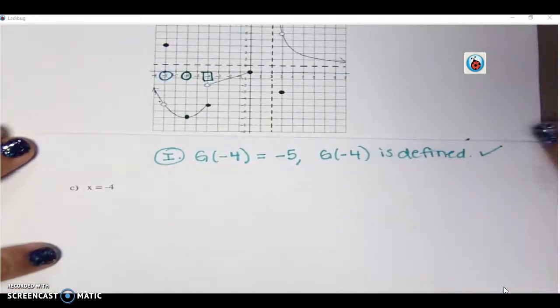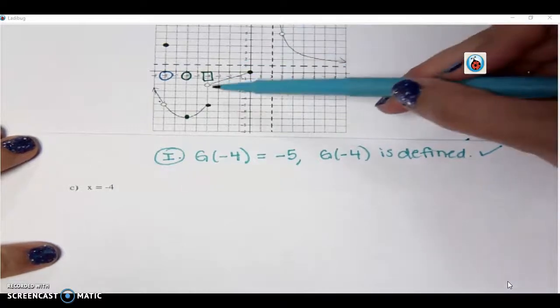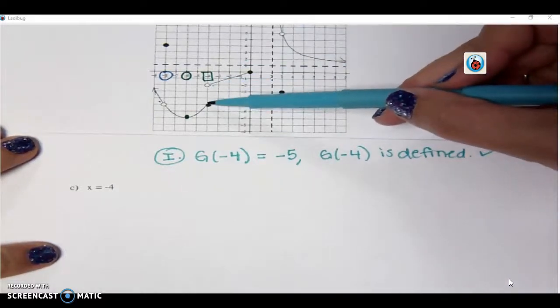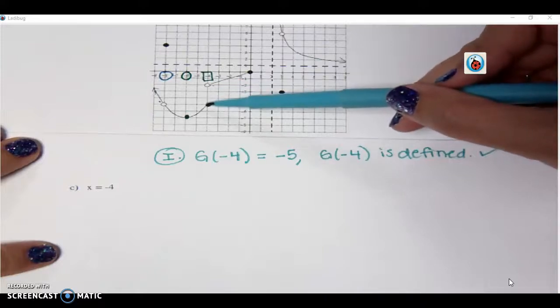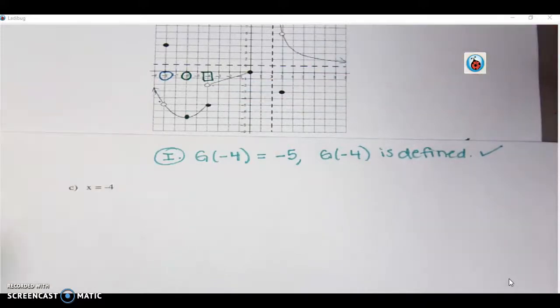So I'm going to stop for a second. When would it not be defined? If I would have had an open circle here and an open circle here, so there's no place where there's a closed circle, that's when it would be undefined. But when you have a closed circle, there's actually a point there, so that's when it's defined.